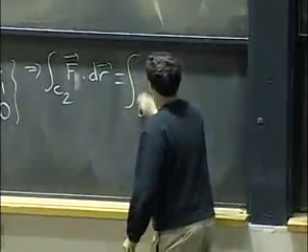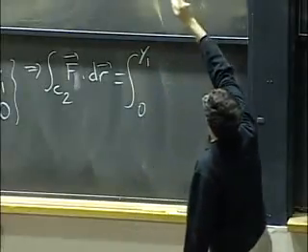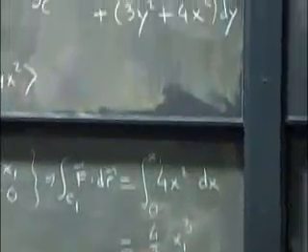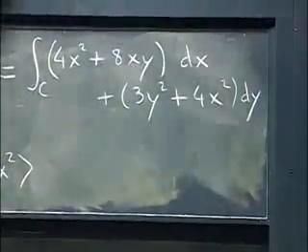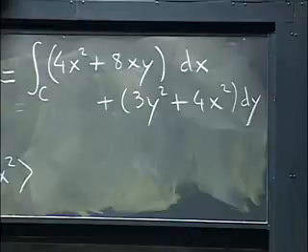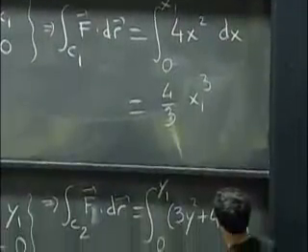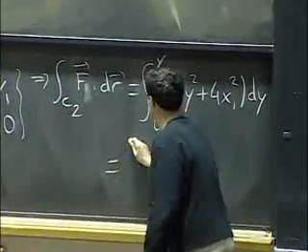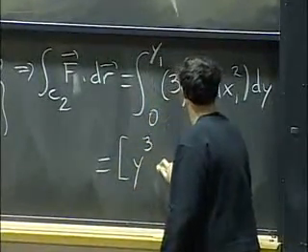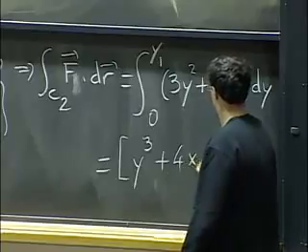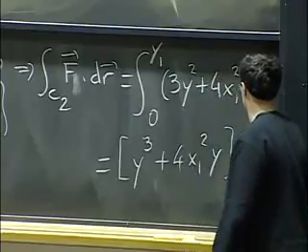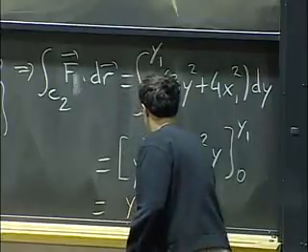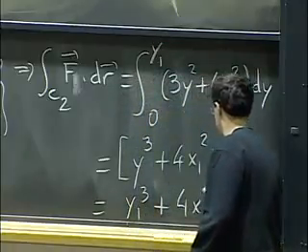So if I take the line integral on C2, I have the dr, then I will get the integral from 0 to y1 of, so the entire first term with dx goes away, and then I have 3y squared plus 4, well, x is x1 squared dy. Okay, so that integrates to y cubed plus 4x1 squared y from 0 to y1, or if you prefer, that's y1 cubed plus 4x1 squared y1.